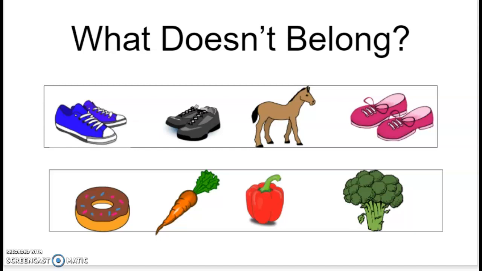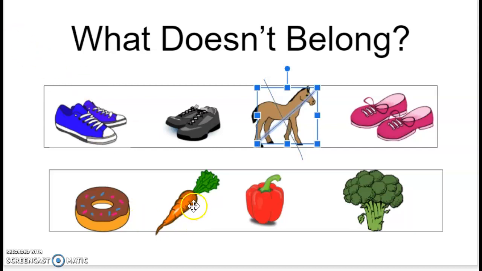So when I am looking at whether things belong or don't belong, I'm looking at how they're the same and how they're different. So if I were to look at color, well, they're all a different color, right? If I were to look at shape, I can see, well, these are kind of shaped like shoes, these are shaped like shoes, and these are shaped like shoes. What I'm really going to look at is their category. I have 3 pairs of shoes and I have 1 animal. So that means that my animal would not belong.